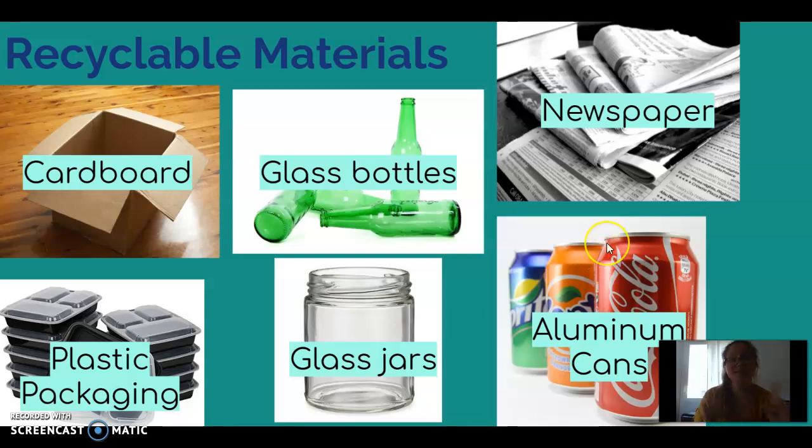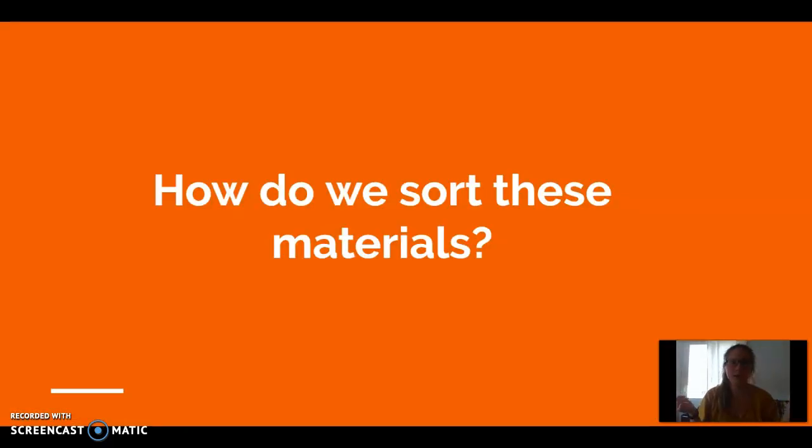So let's review these 6 recyclable materials. Cardboard, plastic, glass bottles, glass jars, newspaper, and aluminum cans. Very good, everyone. Now, we're going to talk about how we can sort these materials in the containers that you see within our community. Let's take a look.